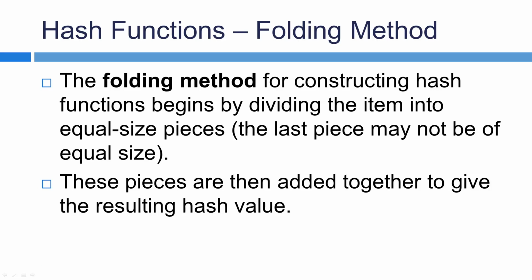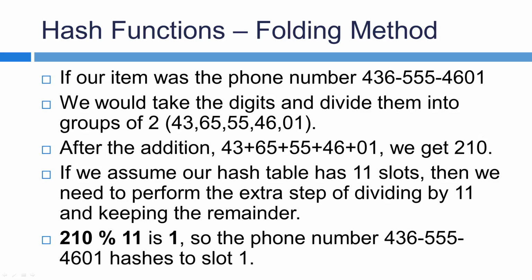There's another hash function called the folding method. The folding method for constructing hash functions begins by dividing the item into equal-sized pieces. The last piece may not be of equal size. These pieces are then added together to give the resulting hash value. So let's go through a more complicated example.